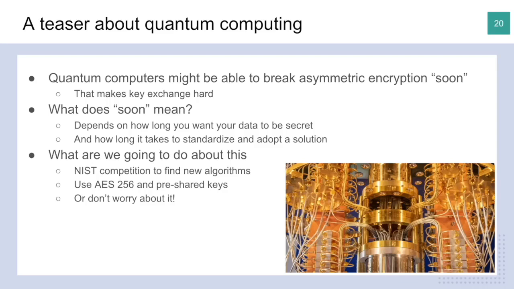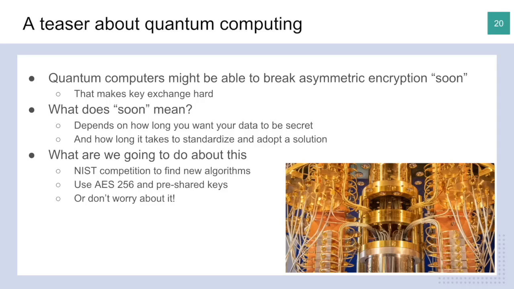It really, really depends. And then it also depends on how long it will take to standardize and adopt a solution. We learned a lot about the rollout of crypto when we moved from an old asymmetric system called RSA to a newer asymmetric system called ECC, and that rollout has taken a very, very long time. And so what we can assume now, especially since there's more crypto now than ever, is that it's going to take a long time to develop quantum strong algorithms and roll out those solutions. So what are we going to do about this? Well, NIST is running a competition to find new algorithms.